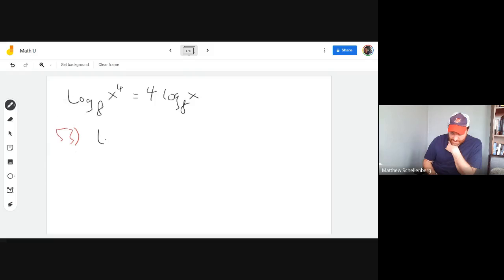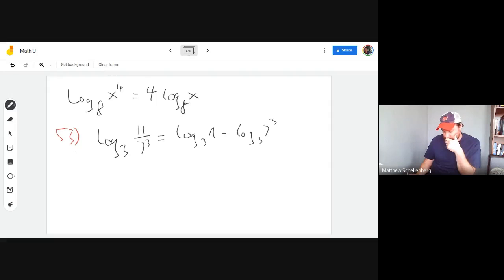53 says the log of 11 over 7 cubed, with base 3. They want it expanded, meaning stop with all the fractions. So we know that this is the log of 11 with base 3 minus the log of 7 cubed to the base 3. And we can use the power rule on that and just write this as log of 11 with base 3 minus 3 times the log of 7 with base 3.